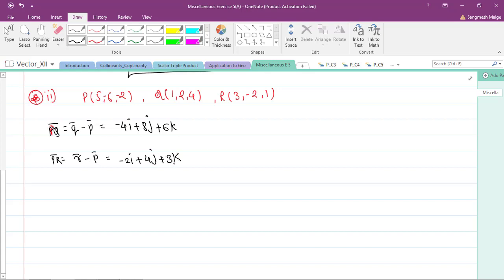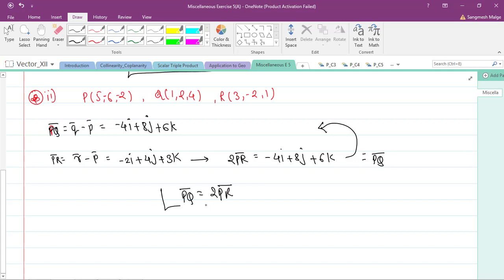Now I want to find the scalar multiple. Just by observation, if I multiply PR bar by 2, I get minus 4i plus 8j plus 6k, and this is nothing but PQ bar. So PQ bar equals 2 times PR bar. This is the scalar multiple of two vectors. Therefore, P, Q and R are collinear points.